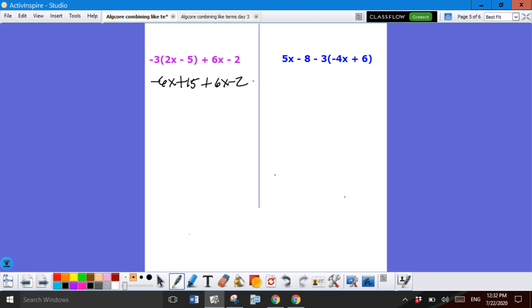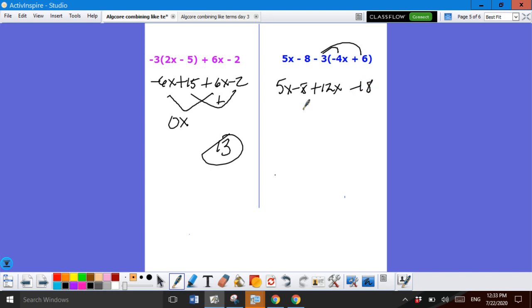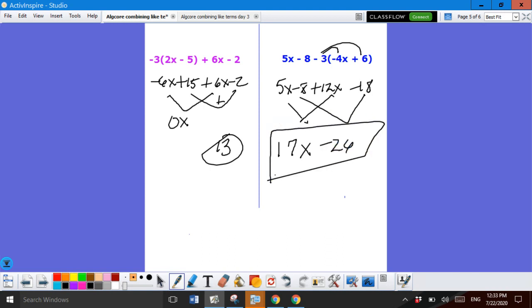Okay, so hopefully when you distributed, you got negative 6x plus 15 plus 6x minus 2. Now, if I put these together, that's a 0x. Okay, I don't write 0x, so that's just gone. 15 plus negative 2, that's 13. So this answer is just 13. Okay, 5x minus 8, positive 12x, negative 18. Put my x's together, 17x. Put my numbers together, negative 26. So 17x minus 26.